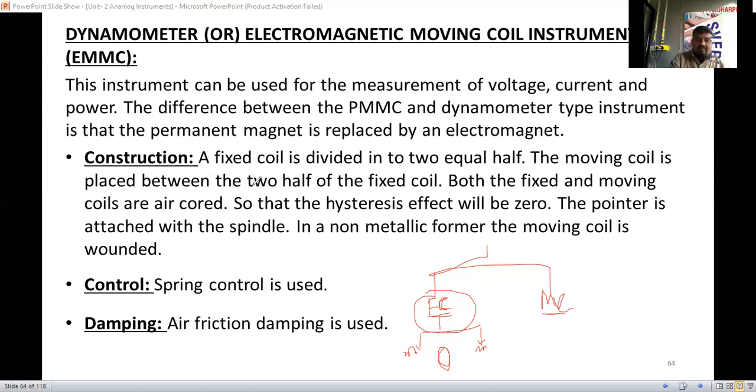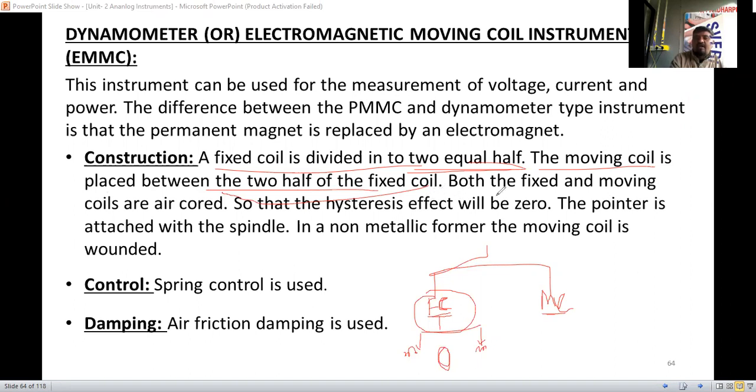So that is what they have mentioned here. The fixed coil is divided into two equal parts, two equal coils. The moving coil is placed between the two halves of the fixed coil.